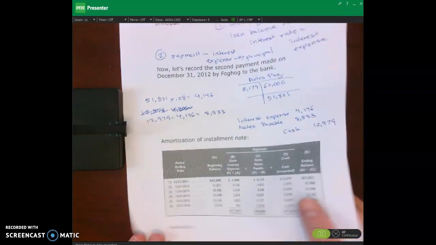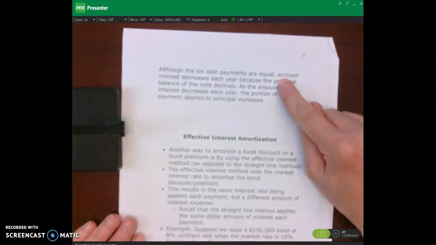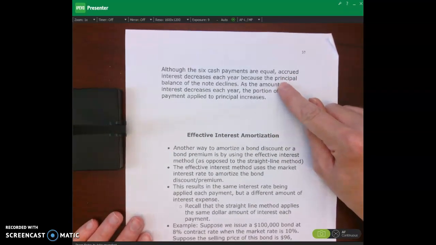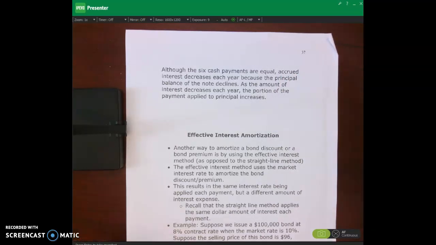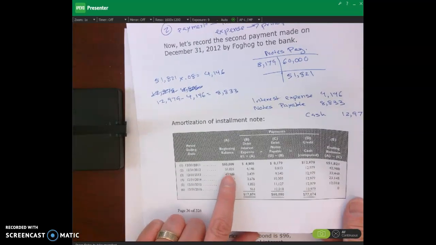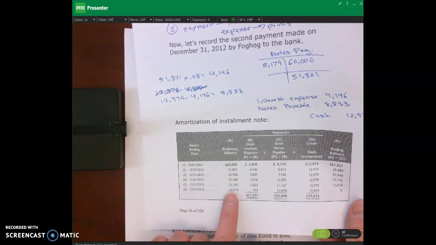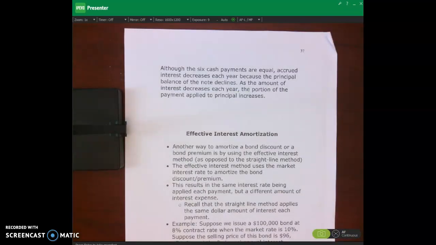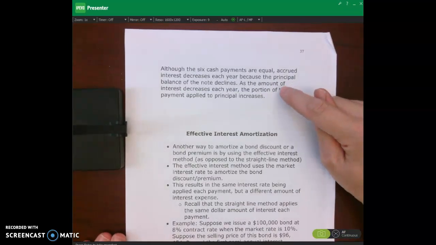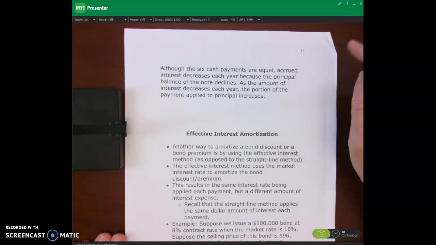Okay? So that's what I was talking about at the top of this page: payments are equal, but interest declines each year. And why is that again? Because the principal balance of the note declines. So remember, I'm multiplying this times 0.08, but this is a smaller number every single time, so the interest expense continues to decrease, okay? And then as the amount of interest decreases each year, the portion applied to principal also increases, okay?